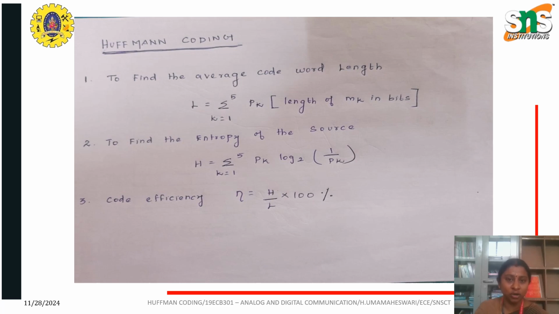To find the average code word length, we average the code word length multiplied by the probabilities. Then, to find the entropy of the source, we consider the probabilities and take the logarithm of each probability and average it. That is called entropy. For the code efficiency, entropy is defined as H and the code word length is L.